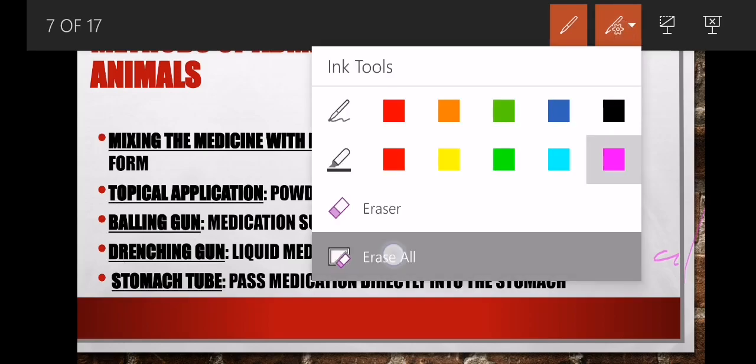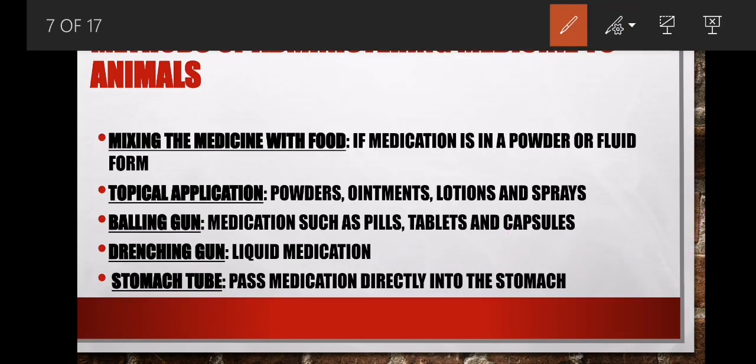Then we have the last one, stomach tube. This one is simple. You just administer medication that goes straight to the stomach. It can go to the rumen. So this one is simple. In this one, I want you to master these three. I'm not saying the others are not important, but if you can master these three: topical application, bowling gun, and drenching gun. Topical application on top of the body. Bowling gun, used to administer medication in the form of balls, or medication that is solid.